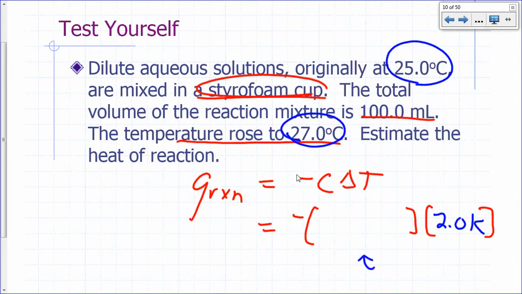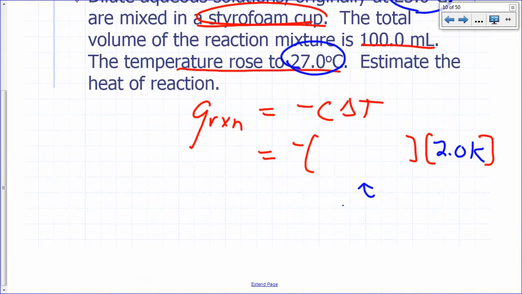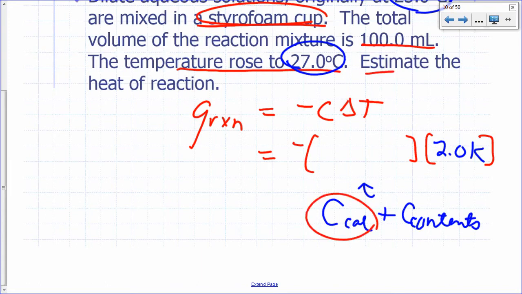What's the formula for heat capacity? It's C of the calorimeter plus C of the contents, right? We don't know what our calorimeter constant is, and that's why this one says estimate. So let's just say it's 0. We're just estimating. That's usually a small number. Okay. So if you're not given the information, just neglect it.